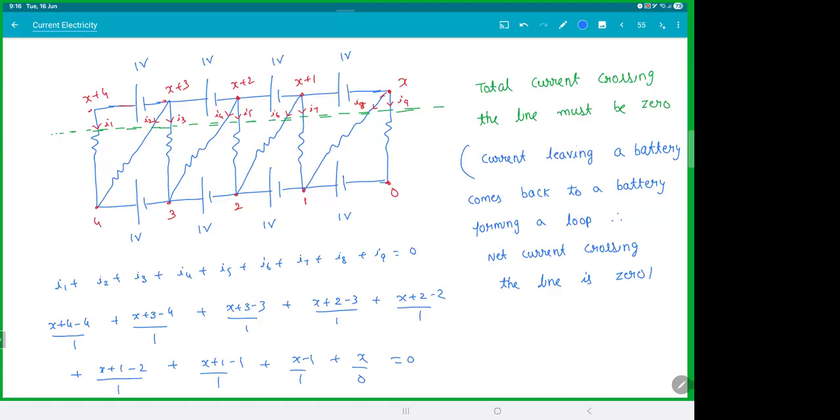Perfect. So just add them up. That would be X. You'll get 9X. You have a 1 here, 1 here, 1 here. That is 4, equal to 0. So we get X is equal to 4 by 9. In this, where is point A? This X plus 2 is point A. This 0 was B. So VA minus VB is simply X plus 2. X is 4 by 9. That's 22 by 9. Make sense?